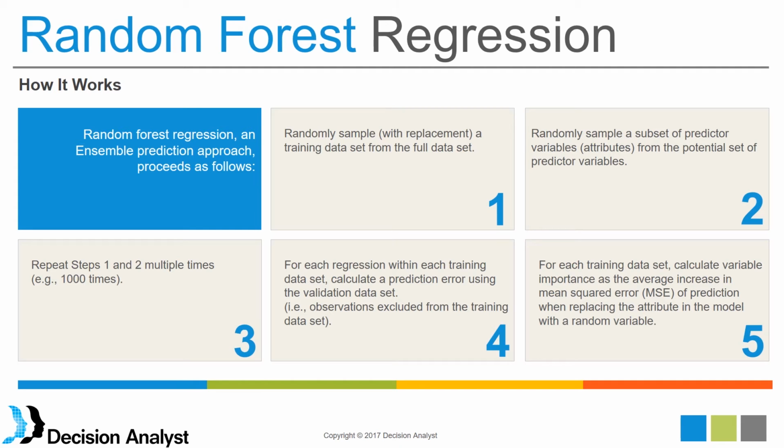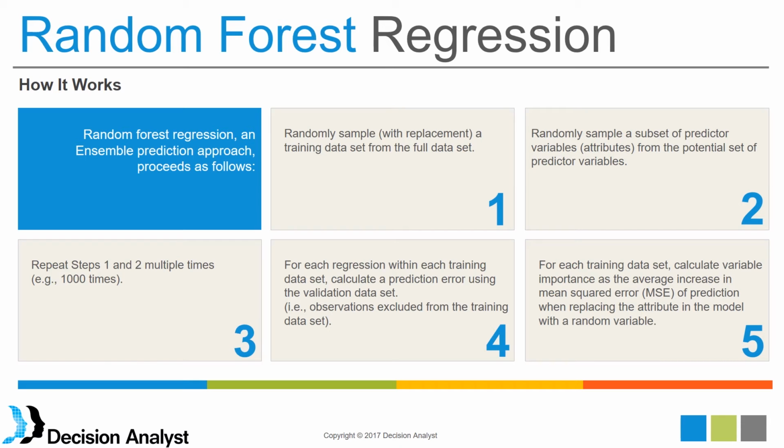In step 2, the procedure randomly then samples from the attributes. So you might have 20 attributes, but the procedure will randomly sample 3, 4, 5 attributes at a time. And this helps with the multicollinearity problem. If you have fewer attributes, that means you have less chance of encountering very highly related attributes. At step 3, you repeat 1 and 2 1,000 times. You can repeat it 10,000 times if you'd like.